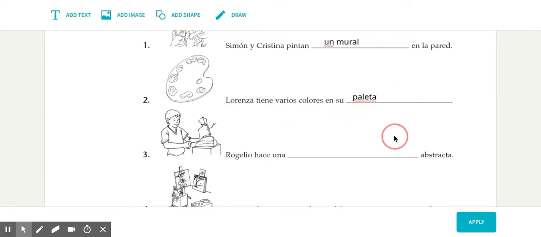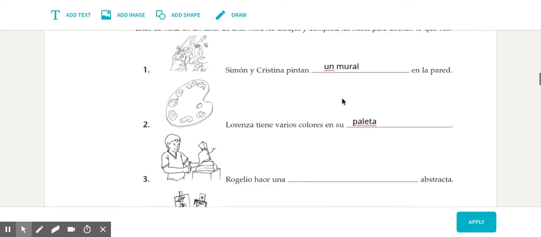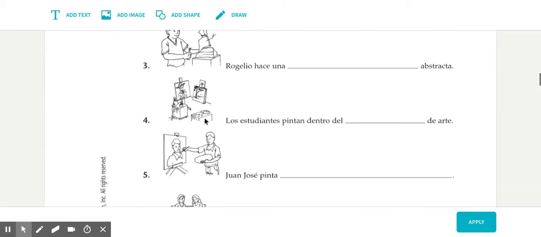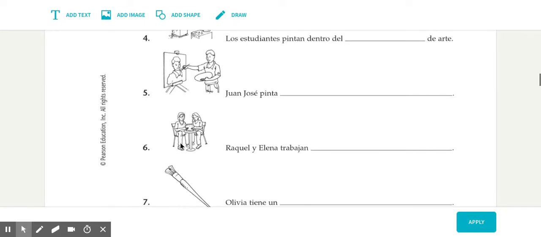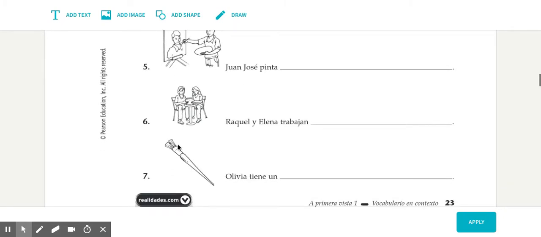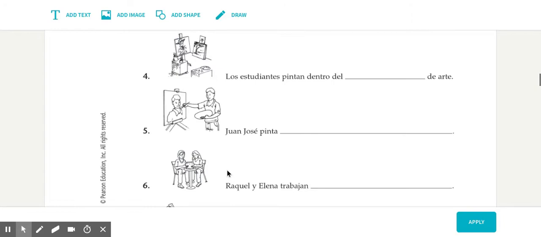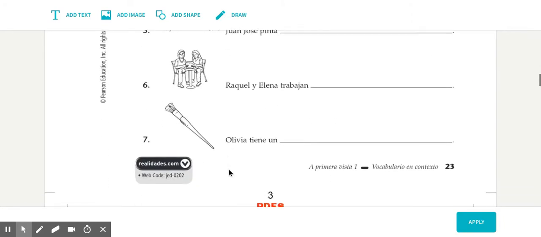And there it is. So this is just the vocabulary words. Esta es una escultura. This is a sculpture, isn't it? That's a workshop. This looks like his self-portrait. And this looks like they're working on ceramics. And this is a paintbrush, of course. All this is in your vocabulary.